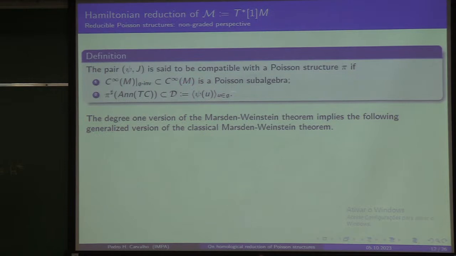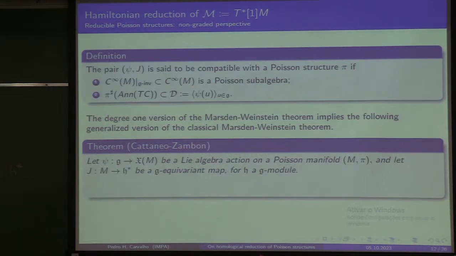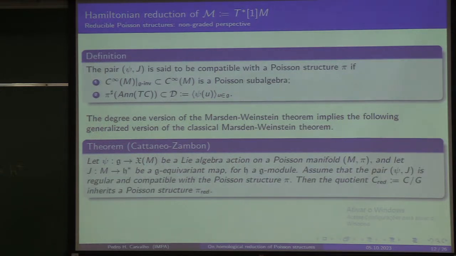This definition here is just spelling out what the meaning of a Poisson structure in the normalizer of this graded ideal is. Okay, so this is a translation of the condition. And under this interpretation, the degree 1 version of the Marder-Weinstein theorem that I told you about, when you translate it, when you turn this into a Poisson structure, the theorem here gives this generalized version of the usual Marder-Weinstein theorem.